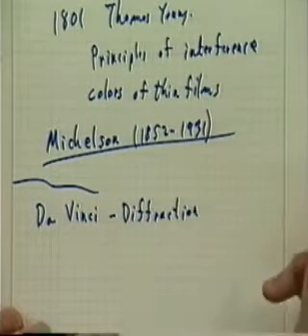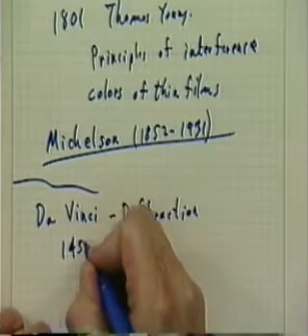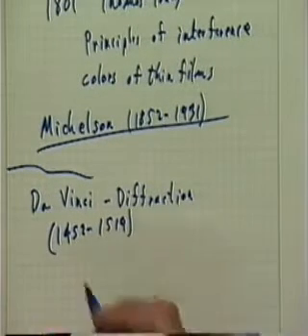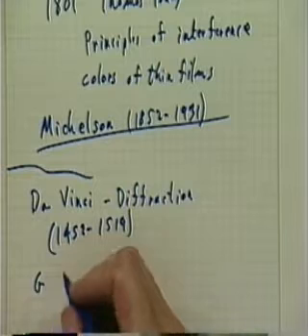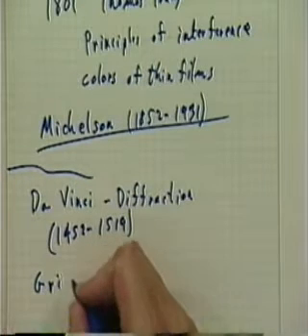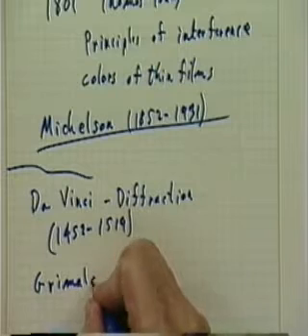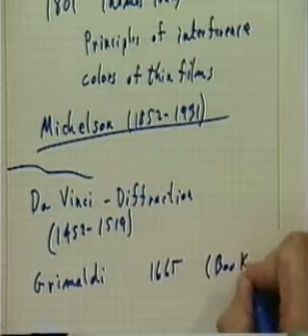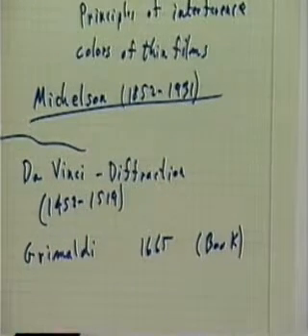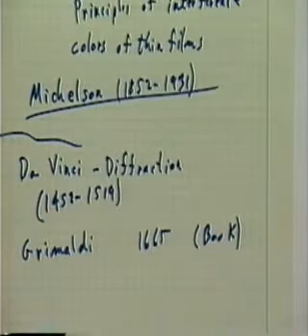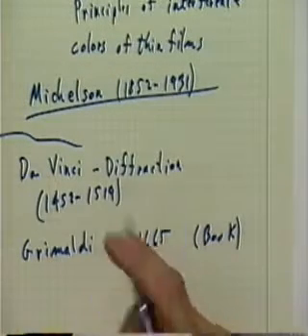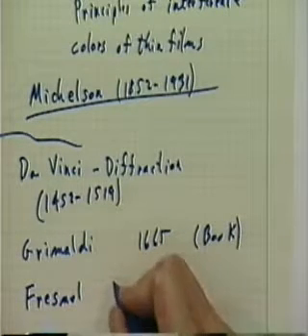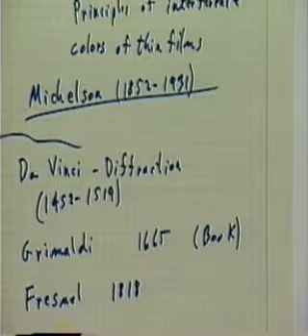And get some dates here. This is 1452, 1519. Probably the first book on diffraction was by a man by the name of Grimaldi, 1665. Again, old stuff, but diffraction interference has certainly been around a long time. Fresnel, his name is going to come up in this course a lot. And I put a date down here of 1818.